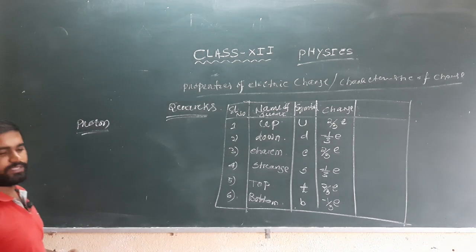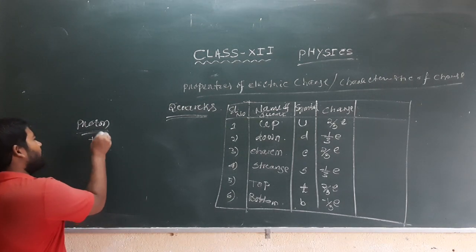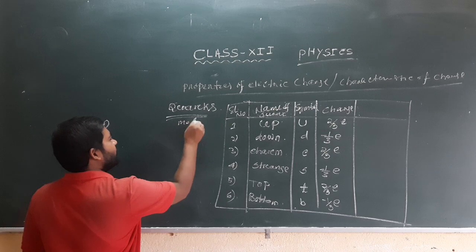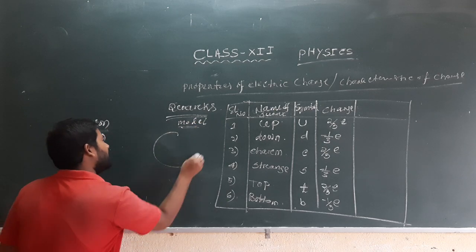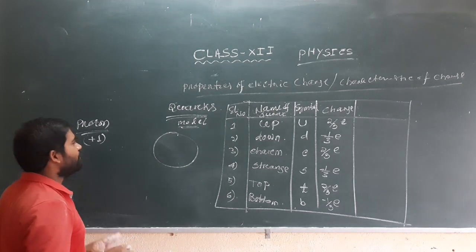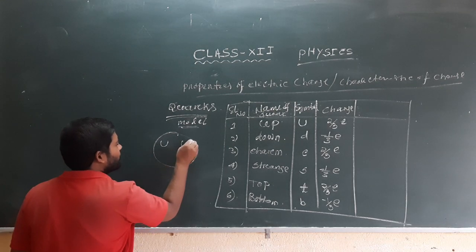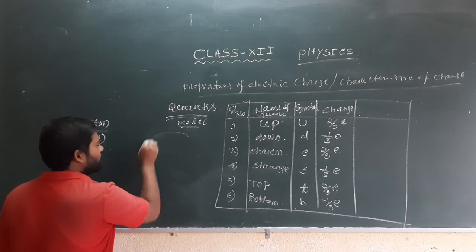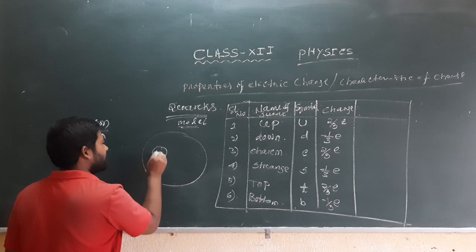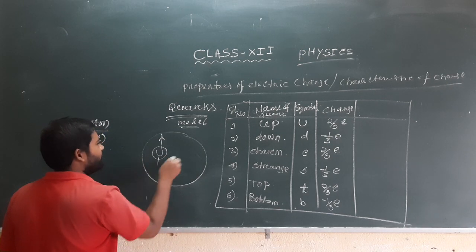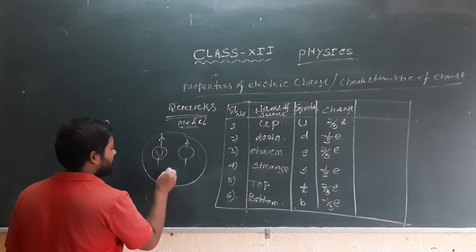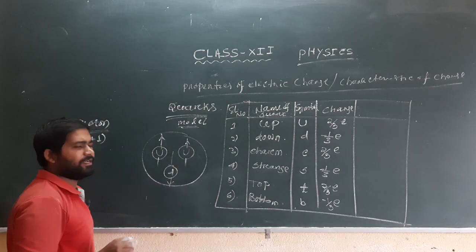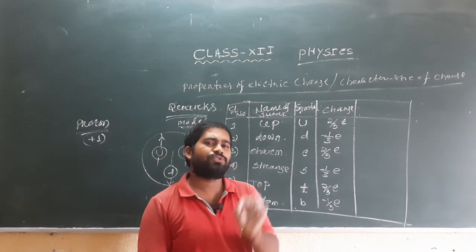Suppose I convert the proton depending upon the quark theory. The proton is positively charged, with a charge of plus 1, and as per the quark model, one proton consists of 3 quarks. So there is one up quark, another up quark, and one down quark. Two up quarks and one down quark constitute one proton.